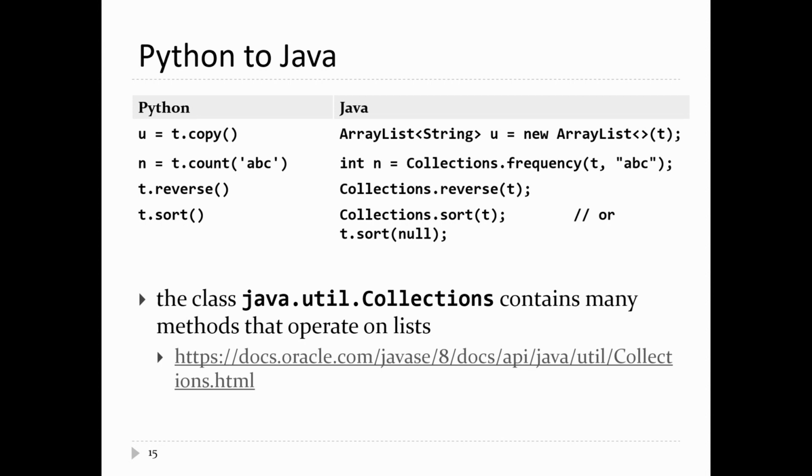The other way to do this is to make an empty list, and then write a loop, and then add the elements of the other list to the new list. Or you can use addAll, but the constructor is easier.